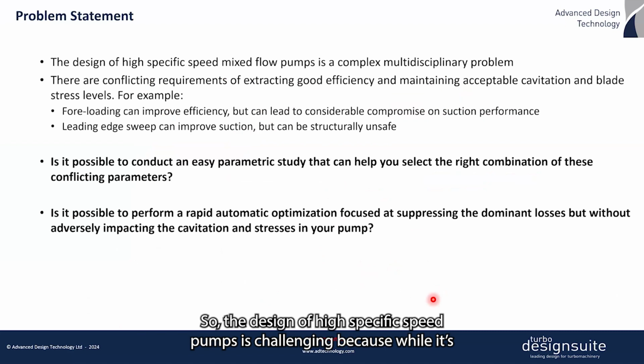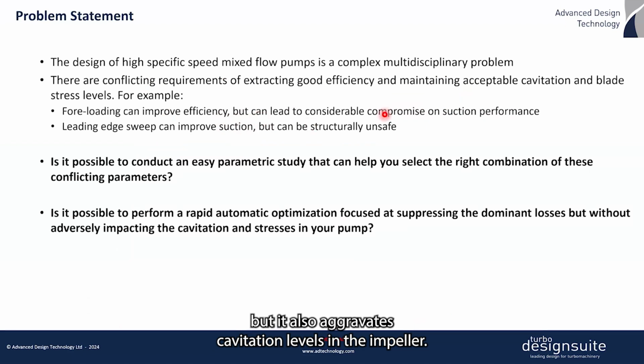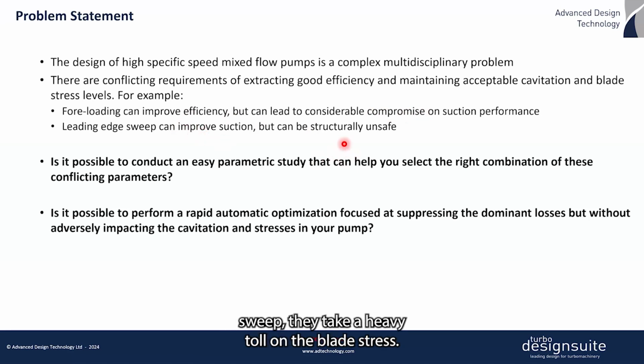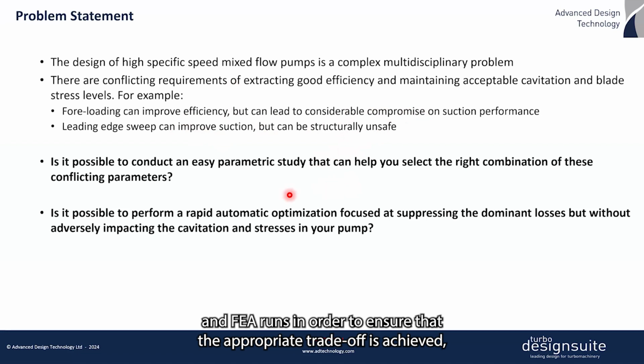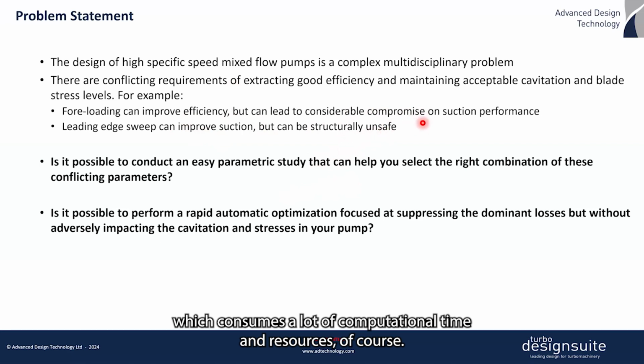So the design of high specific speed pumps is challenging because while it's common practice to use aft-loaded impeller blades for efficiency purposes, it also aggravates cavitation levels in the impeller. And although cavitation can be addressed with modifications like leading edge sweep, they take a heavy toll on the blade stress. So clearly this is a complex multidisciplinary problem, and this is why conventional methods always involve a large number of CFD and FEA runs in order to ensure that the appropriate trade-off is achieved, which consumes a lot of computational time and resources, of course.